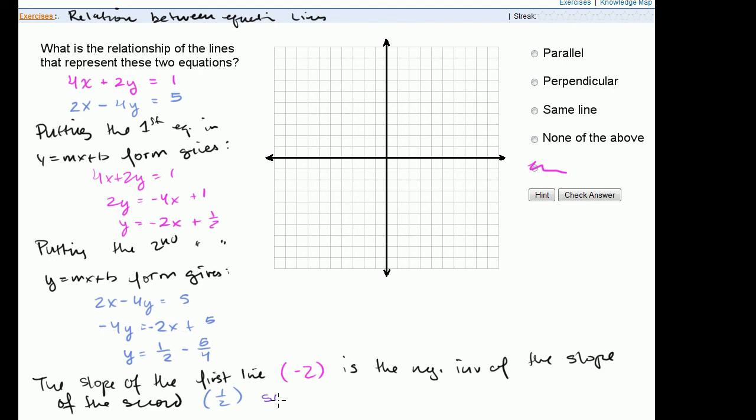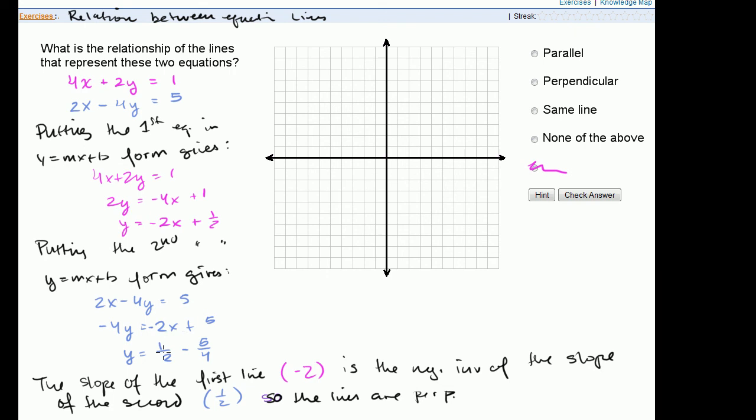So the lines are perpendicular. So the student should pick perpendicular in this scenario. And in general, we should give them the equations in this standard form. They have to convert into y equals mx plus b form. If the slopes are the negative inverse, we're dealing with a perpendicular line.